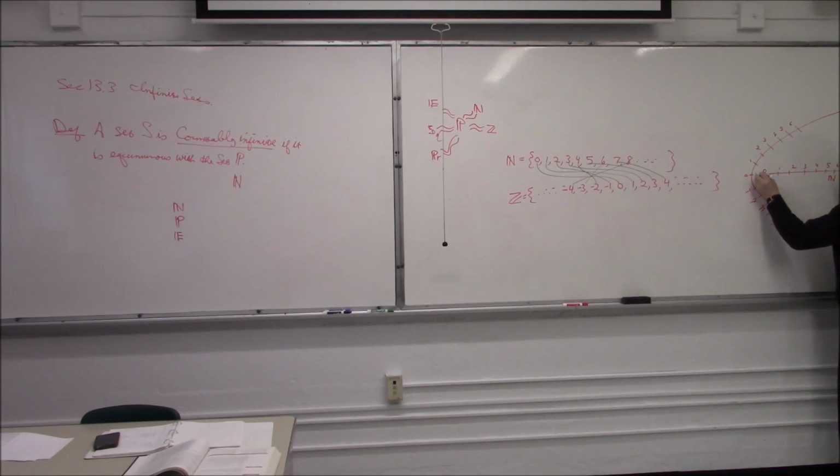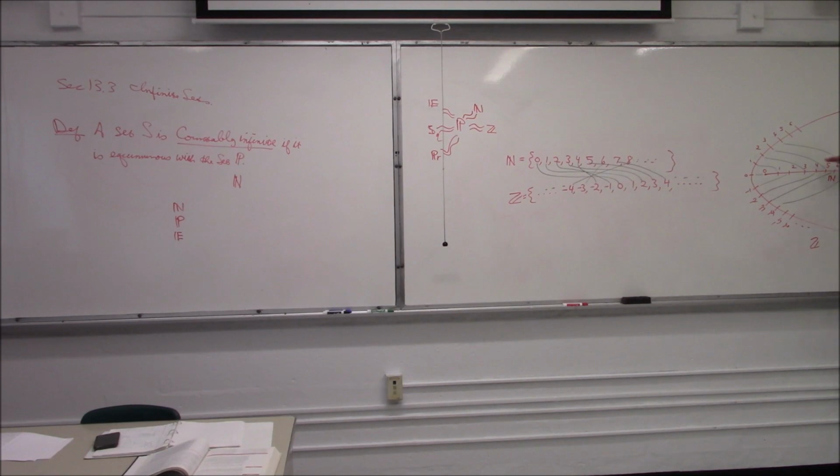Ready? 0 is going to match up with 0. 1 is going to match up with 1. 2 is going to match up with -1. Oops, what am I doing here? This 2 is going to match up with 3. 3 in the natural numbers is going to match up with 2. 4 is going to match up with the negative. 5 is going to match up with 3. 6 is going to match up with negative. 7 is going to match up with 4. 8 is going to match up with that. Dot, dot, dot.